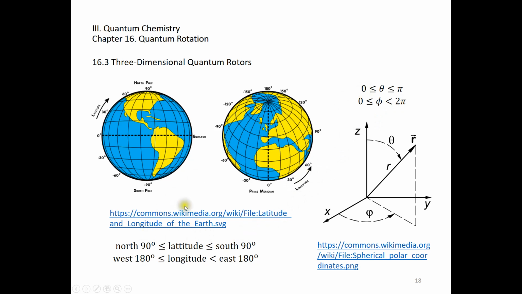However, they do share something in common. Between North Pole and South Pole, the latitude spans 180 degrees or pi. Over here, it's also 180 degrees or pi. The longitude spans 360 degrees or 2 pi. Same here. Phi spans a range of 2 pi or 360 degrees. We'll just imagine there's an axis pointing from the South Pole to the North Pole. That's the z-axis.